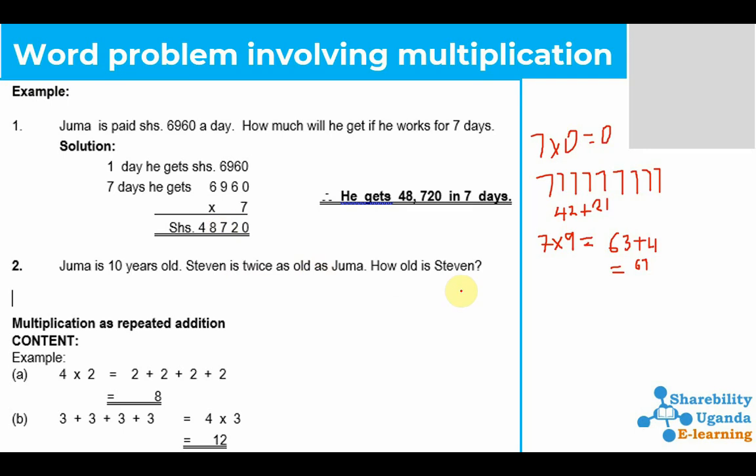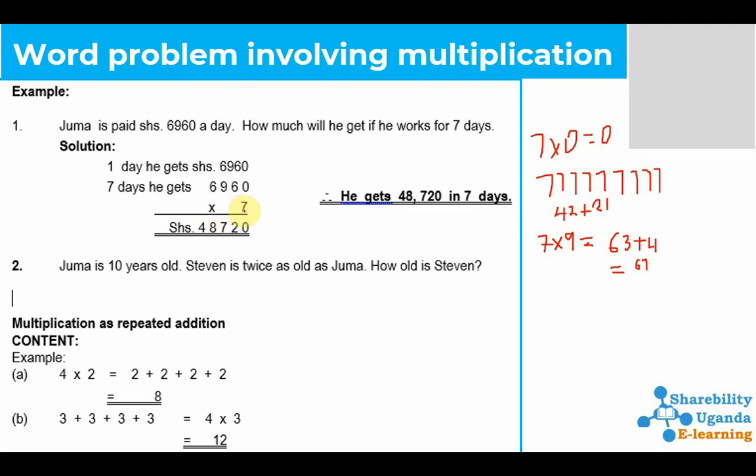Okay, so in 67 we shall not write the whole of it here. We shall write a 7 and carry our 6. So we come back here. For 7 times 9 we have got 63 plus the 4, 67.